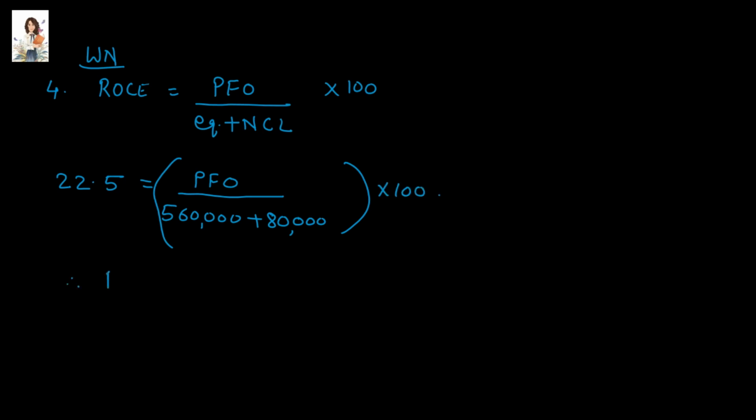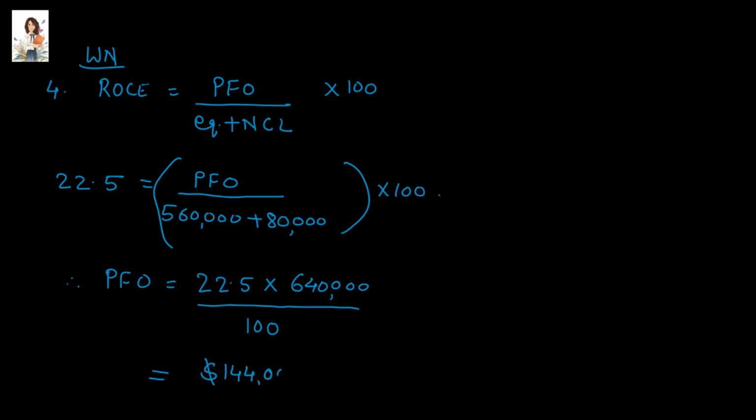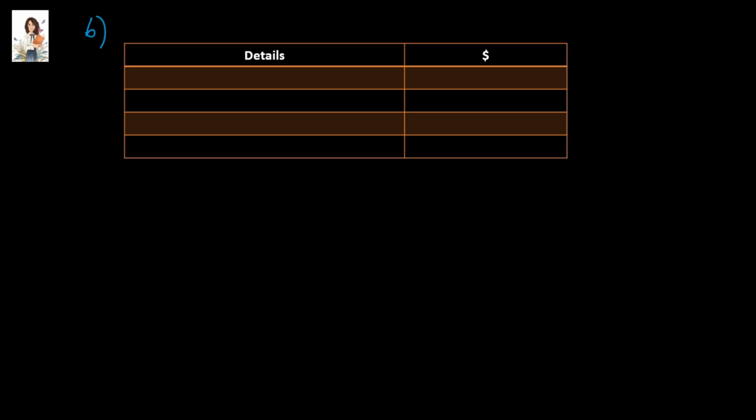This whole thing we will multiply by 100. Solving for PFO, PFO is equal to 22.5 into 640,000 divided by 100. That gives us profit from operations of $144,000. So this is part B, draft profit for the year.